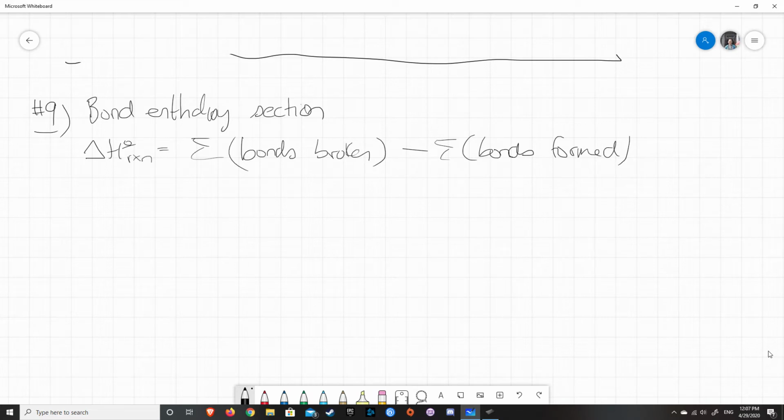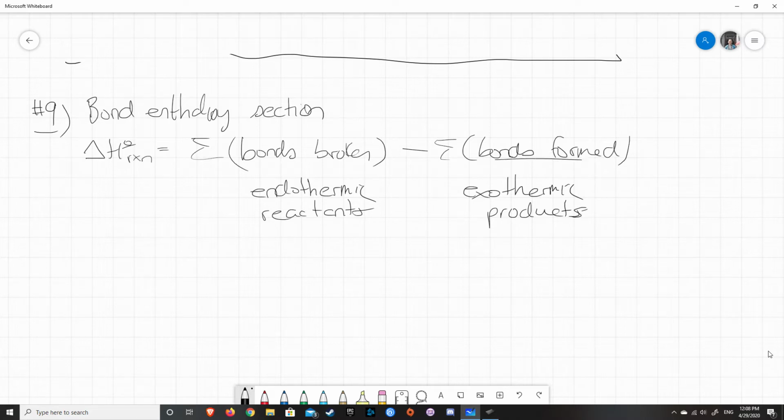So what this shows you, right? Bonds breaking is endothermic, and these are your reactants. And bonds forming is exothermic, so this is your products. So it's the bonds that are being formed in your products versus what's being broken in your reactants. Basically that's just your activation energy in order to break these bonds, to make an H2 break up into a reactive H atom.